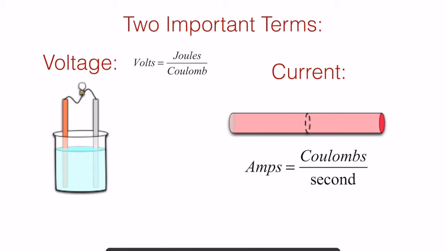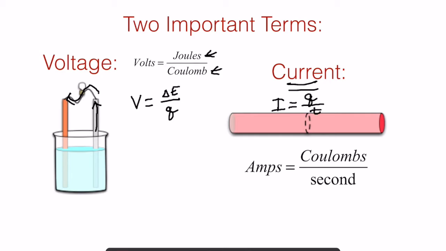Okay, I want to remind you of the important terms. Voltage, which we've already talked about. Voltage is the difference in energy per coulomb. It'll be measured in joules per coulomb. It tells us how much energy we'd get for each coulomb of charge that passes through our system. Current, on the other hand, goes by the letter I, and that is the amount of charge that passes through an area per second. It can be measured in amps, which means coulombs per second.